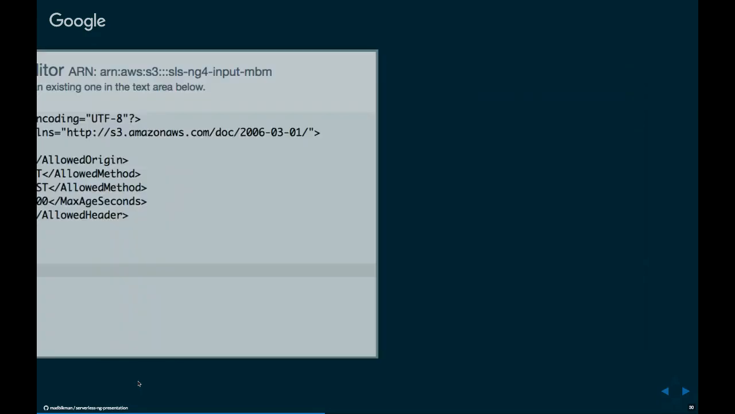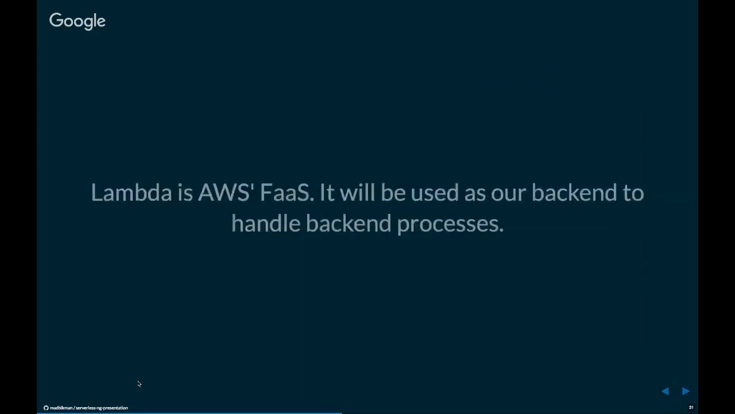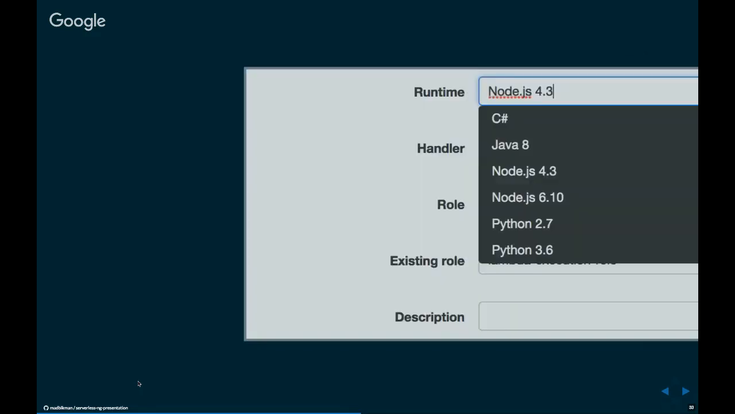On to the next thing, Lambdas, which we've talked so extensively about. Function as a service, can be used as a backend and handle backend processes. Just look at backend and backend. It's just a backend type of day. And here's the thing. Lambda's pretty cool, right? You can set environment variables. I can tell it, hey, this is my region. This is my transcoder pipeline. You can do all this stuff to create this environment with your Lambda.